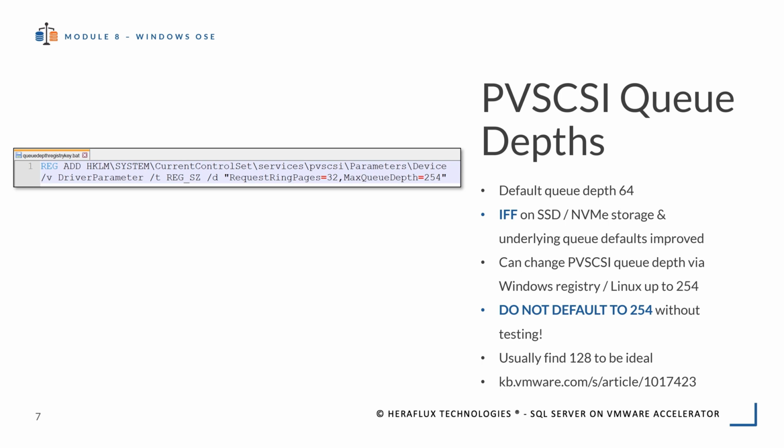Whatever you change this to, or leave it as is, test your changes to confirm that you get a performance gain before you make this change on your production servers. More details about changing this queue depth setting can be found at the KB link on the slide.